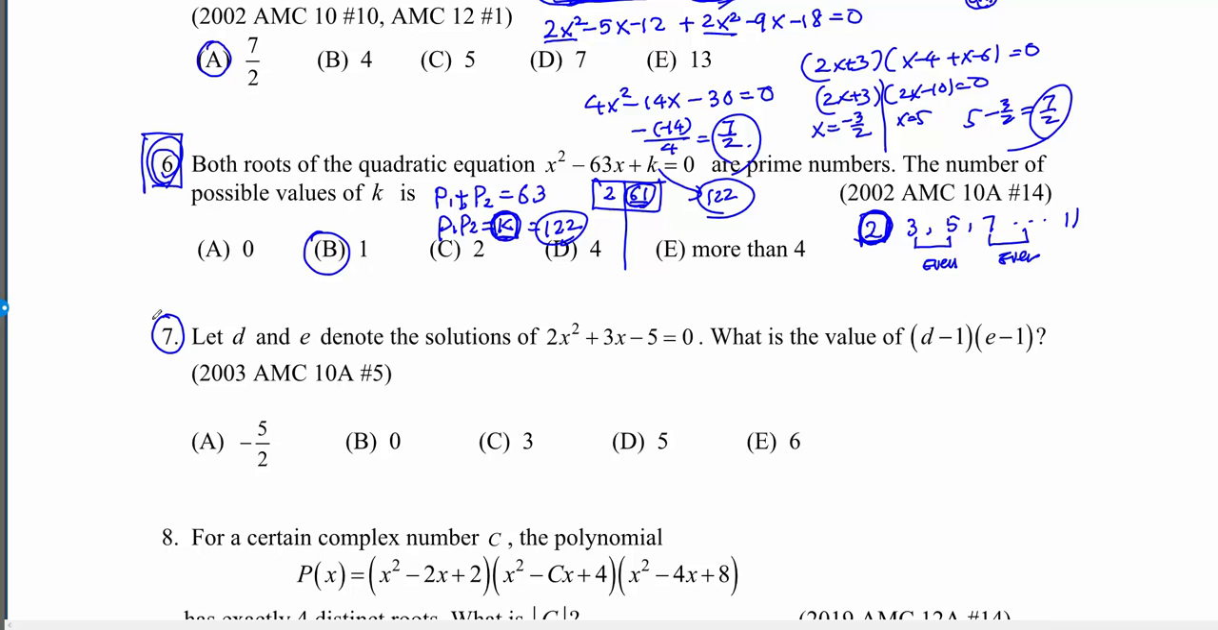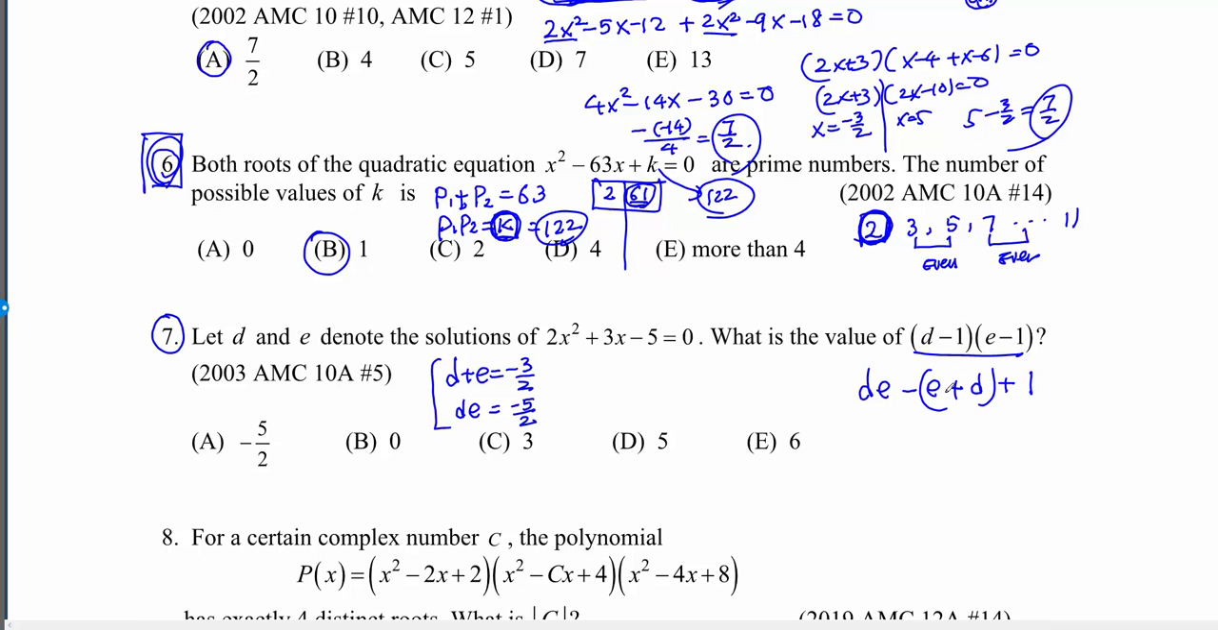The sum is negative 3 over 2. That's right. And the product is negative 5 over 2. Excellent. Using this, find this number. You need to expand: DE minus E minus D, then plus 1.